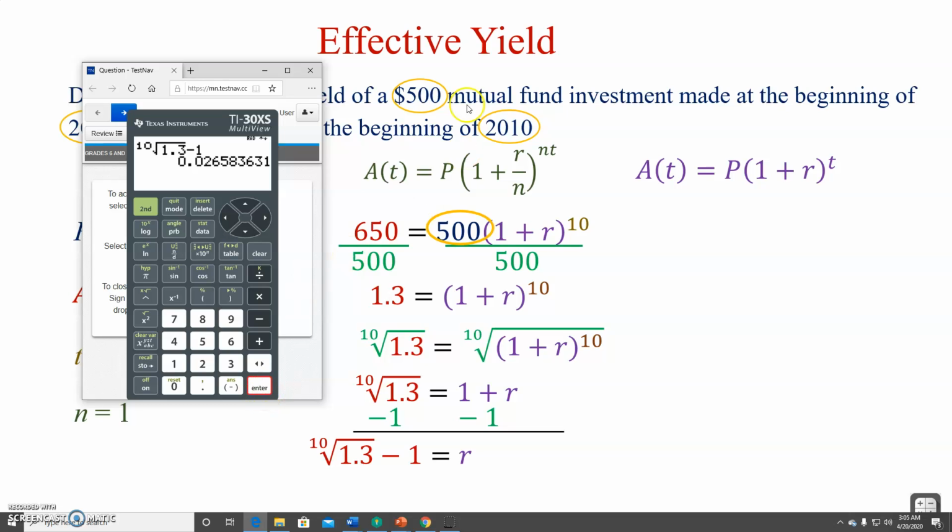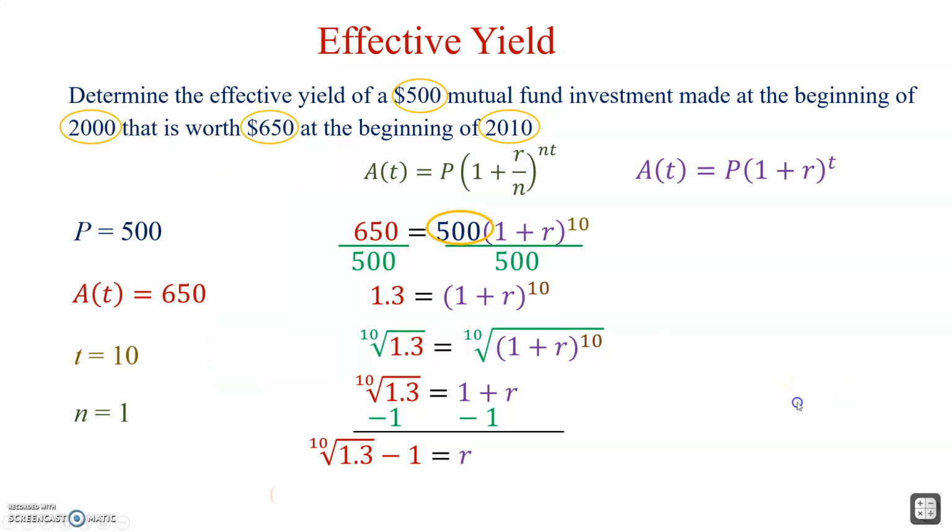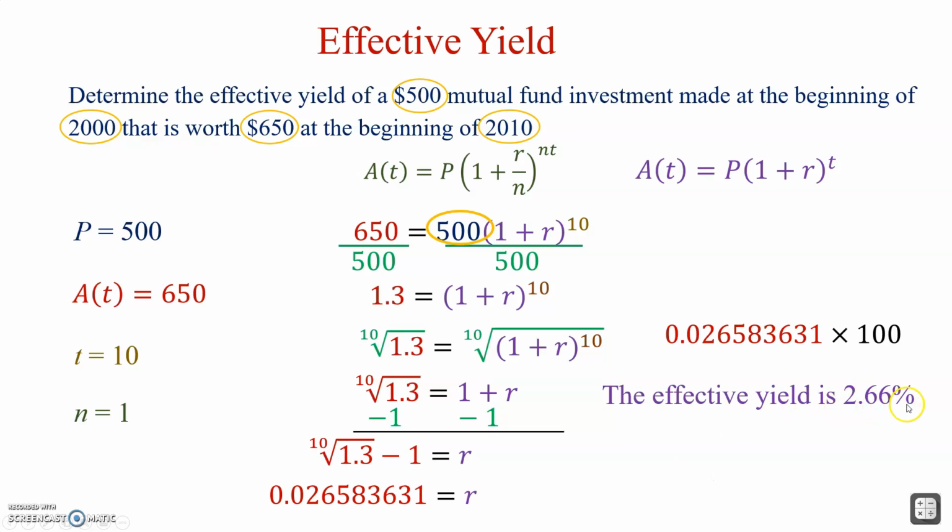There's our answer. Now again, in effective yield we're finding a rate. Right now, the rate is a decimal. We need to convert it to a percent by either moving the decimal 2 places to the right or multiplying by 100. Ultimately, we'll get 2.66 if rounded to the nearest hundredth. The calculator first gave us this, we multiply it by 100, and 2.66% is the effective yield.